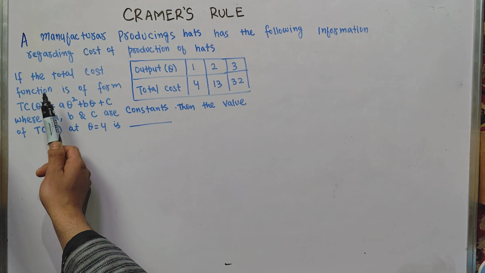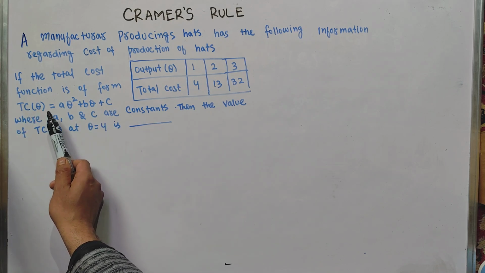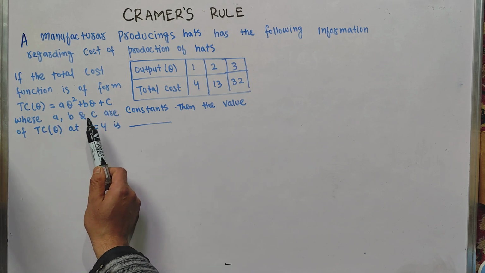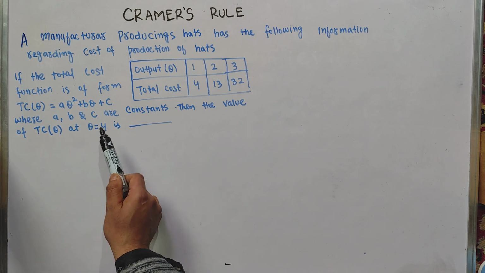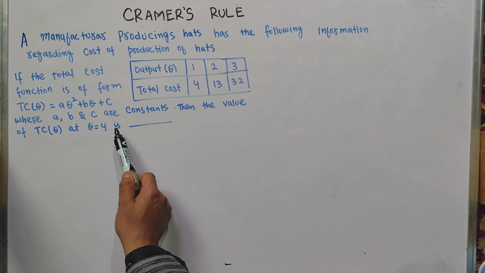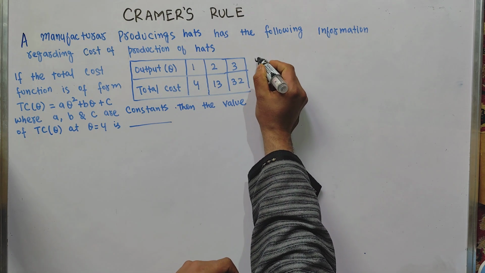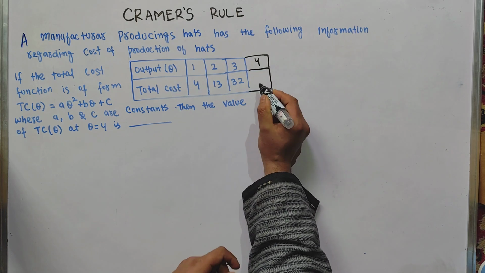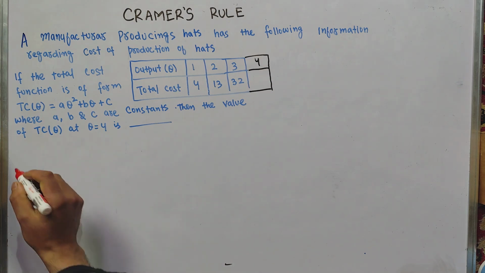If the total cost function is a function of output, which is equal to AQ square plus BQ plus C, where A, B, C are constants, then we need to find out the value of total cost when 4 hats are produced, that is, when Q is equal to 4. When 4 units of hats are produced, we need to find the corresponding total cost. Okay, so let us write what we are being given.